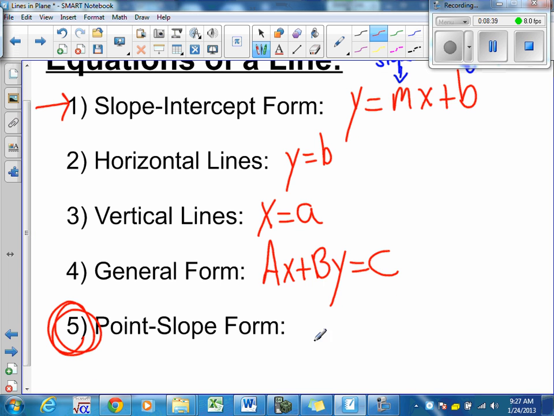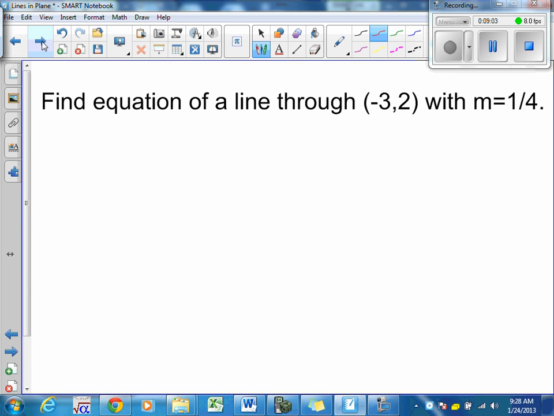I like point-slope the most, and this is the way I write it. Y equals m times x minus x1, plus y1. So when we want to write the equation of a line, we have to use these equations. So if we want to find the equation of a line through negative 3, 2, with a slope of 1/4, we can just use point-slope. To find the equation of a line, you need two things. You need your slope and you need your point.